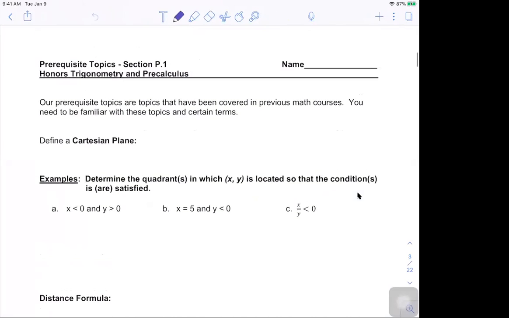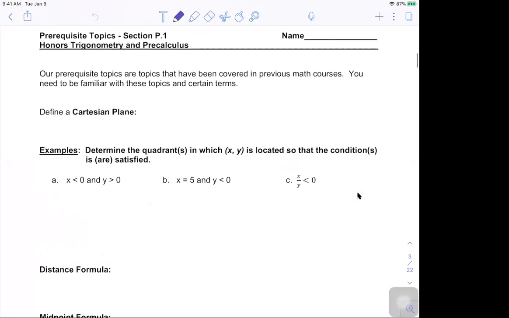So again, see if you can find the prerequisite topics packet. Is everybody okay? Still with me? No questions? Okay, good.